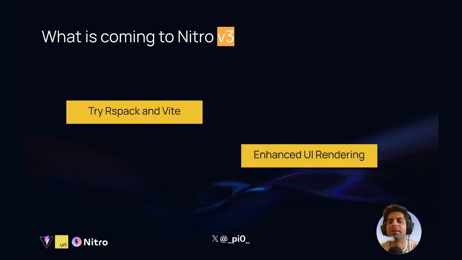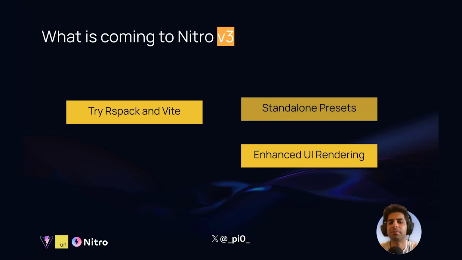The second part is enhanced UI rendering. Once we open Nitro and extract it from Nuxt, we introduce a standard renderer layer to make it easier for meta frameworks to support their server-side rendering into the Nitro. We want to make it even better with Nitro version 3 and have more integrated features.